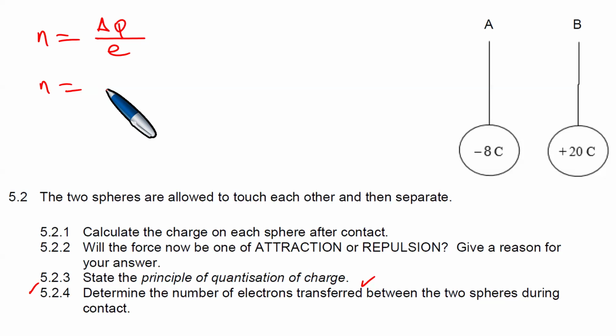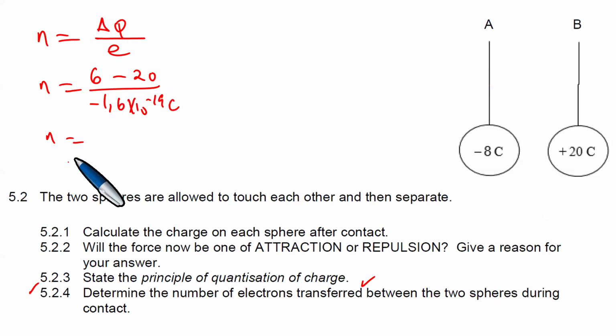Right, so the transfer of charge is going to be exactly 6 minus 20, divided by minus 1,6 times 10 to the minus 19 coulombs. And therefore, this is exactly 8,75 times 10 to the 19 electrons.